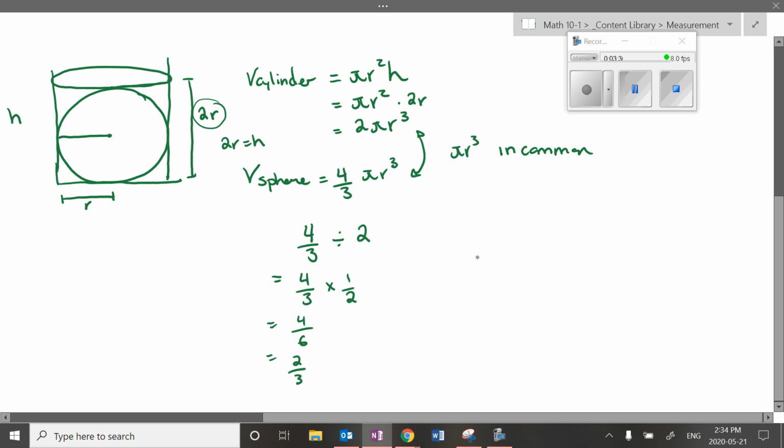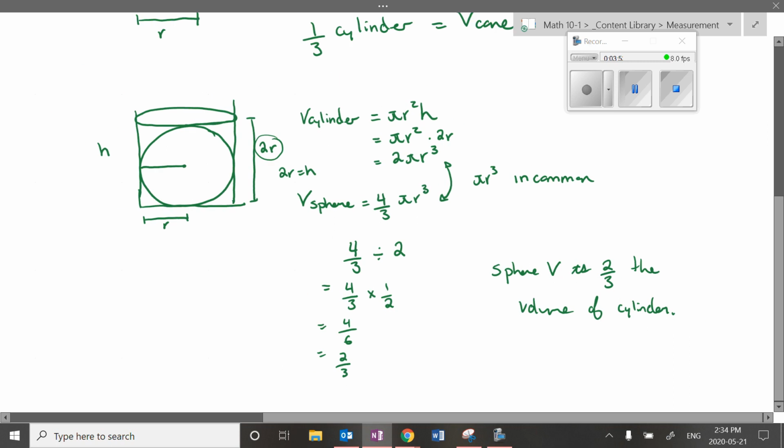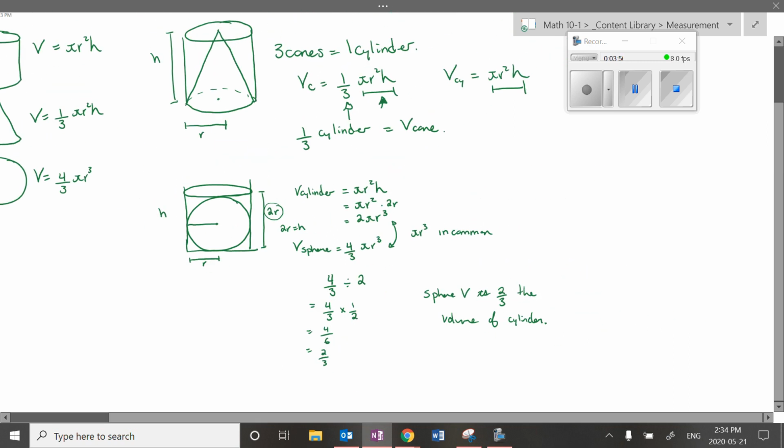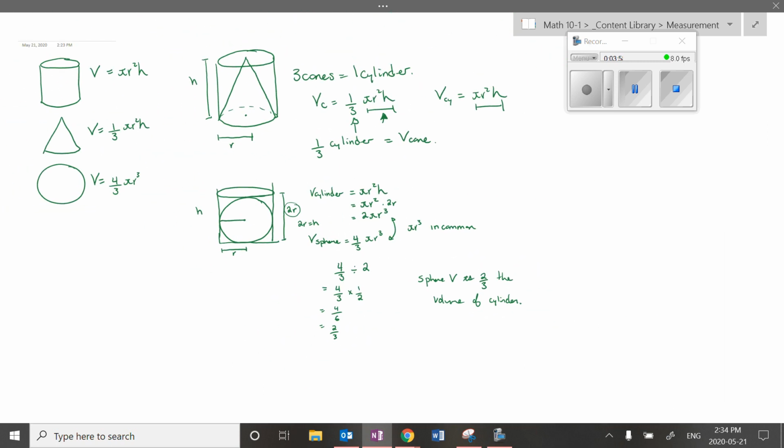So what that means is our sphere's volume is 2/3 the volume of a cylinder. A little bit tricky to understand and to interpret that, but that's how they're related. So at the end of the day, my cylinder is the largest shape, and then we have our spheres and our cones.